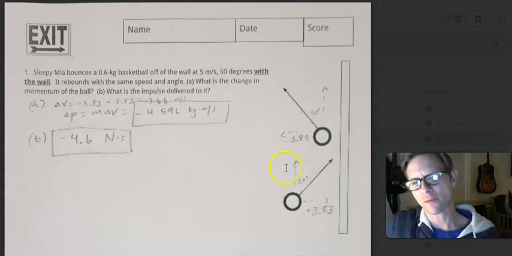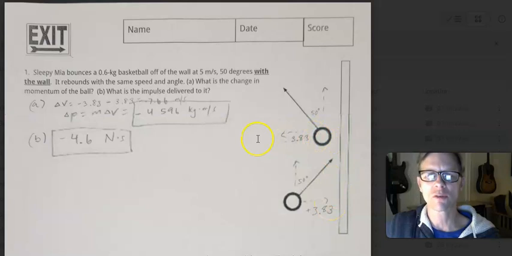So I have a velocity going toward the wall, and then I have a velocity going away from the wall. The wall imparted a force to the left. The change was to the left. So I originally have 3.83 going toward the wall. I have 3.83 going away from the wall. Let's think about that. That is a total change in velocity.